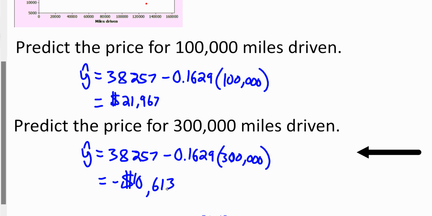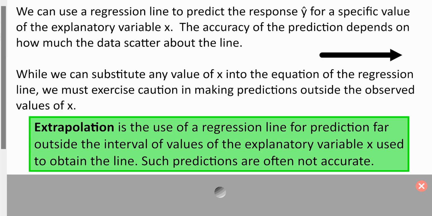And we can't always use this predictor line or this least squares regression line. It's called extrapolation. So we can use a regression line to predict the response for a specific value of the explanatory variable. The accuracy depends on how much data scatter is around the line. While we can substitute any value for the x and figure out a prediction for the y, we must exercise caution in making predictions outside of the observed values. So that is called extrapolation.